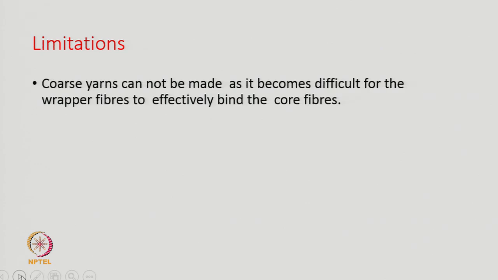And what are the limitations of this technology? Coarse yarn cannot be made, as it becomes difficult for the wrapper fibers to effectively bind the core fibers. When the diameter of the yarn increases, coarse yarn basically means diameter is more. So, the same fiber will now give less wraps, because fiber lengths are not going to change. Using the same fibers, I have to make coarse yarns. So, that is one difficulty you will face, and therefore, spinning coarse yarn is very difficult.